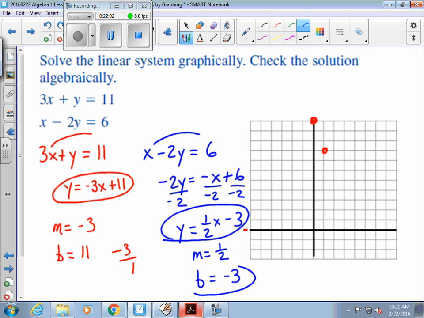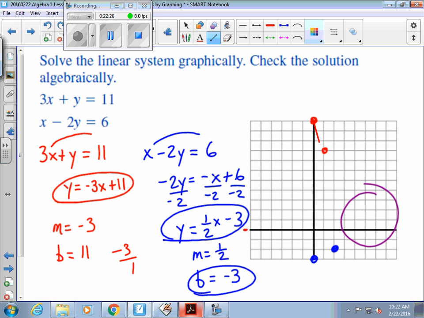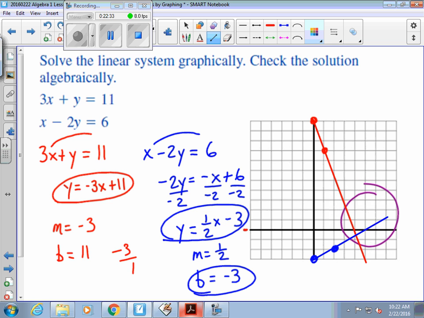Our b value for our other equation is at negative 1, 2, 3 right here. Our slope is 1 over 2, which tells us to go up 1 and to the right 2. So once we have 2 points, we can see on our graph that our intersection is going to happen somewhere in this area right here. So we know we should be able to see what our intersection is going to do. So from those 2 points, we want to do that, and we want to do this, to where we can see what our intersection is.